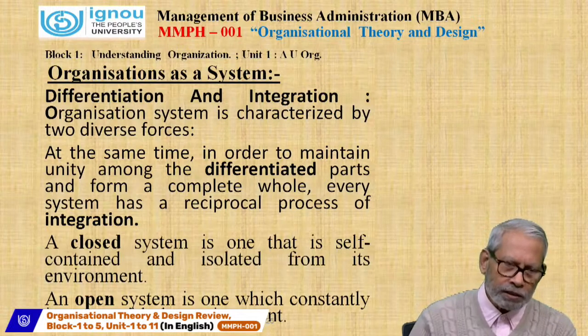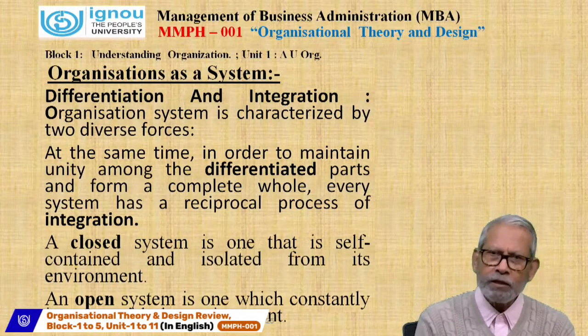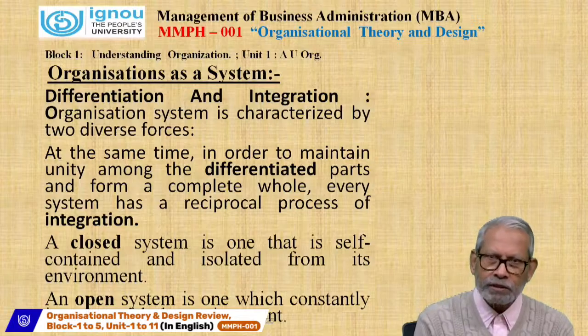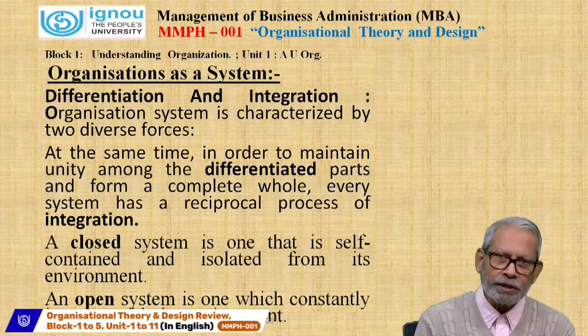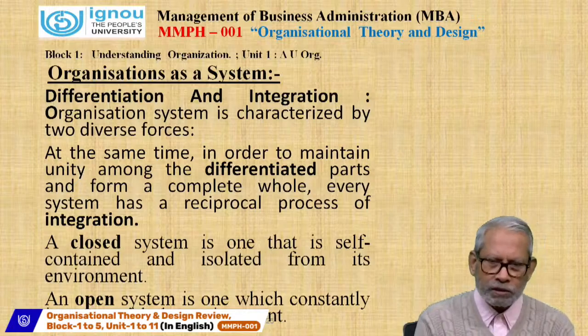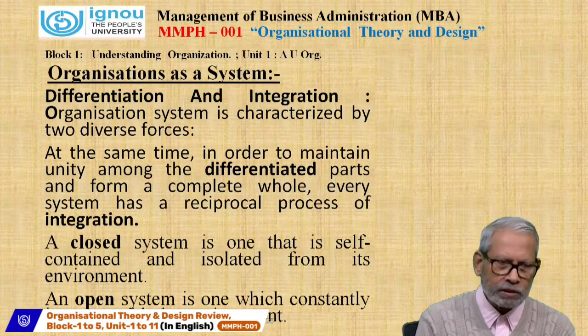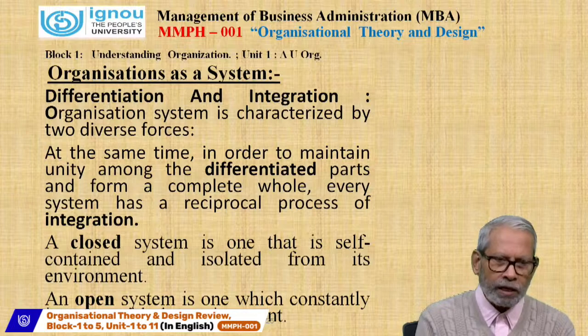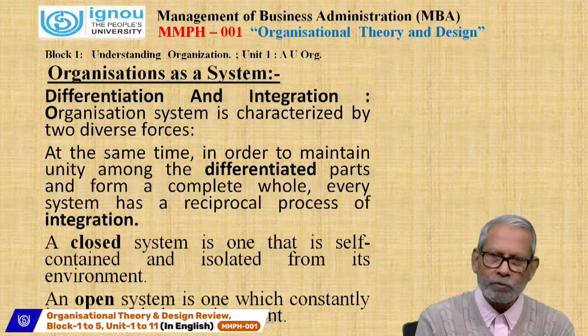Then see the differentiation and the integrations. In any organization there are so many departments, so many functional departments. So some of the differentiations, basically you have to see departmental and function wise, and finally you have to integrate towards the objectives of the company. An organization system is characterized by two diverse forces at the same time: in order to maintain unity among the differentiated parts and form a complete whole, every system has a reciprocal process of integration.